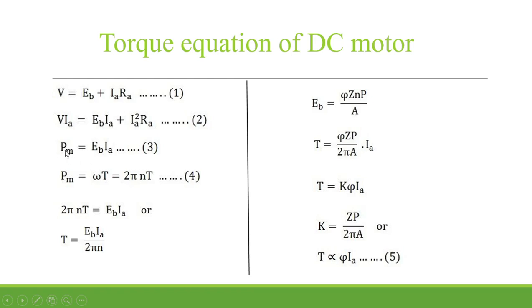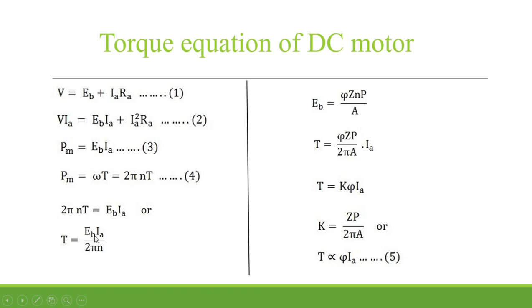Also, the Pm generated in terms of torque will be equal to omega into torque, where omega is the speed in radians per second, which can also be written as 2 pi n into T. Here small n is speed in revolutions per second and T is the torque. So if we equate equation 3 with equation 4, we will get the torque equation as T equals Eb multiplied by Ia divided by 2 pi n, where Eb is the back EMF, Ia is the armature current, and small n is speed in RPS.